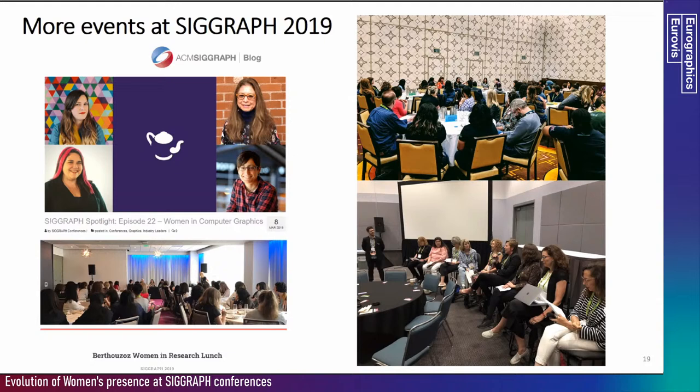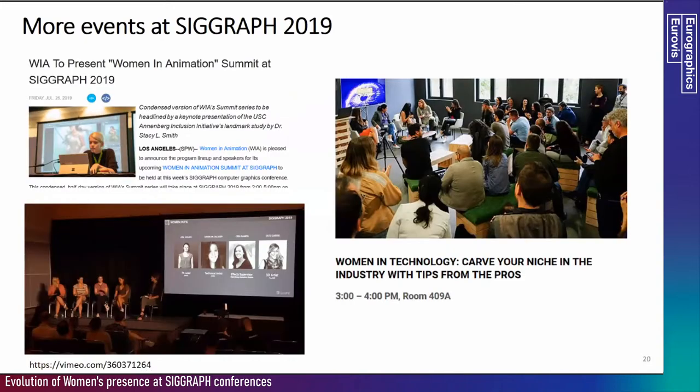For instance, one session organized within the Diversity and Inclusion Committee was called Her Stories. Here, 12 pioneers talked about how they started in their careers, how they made changes happen, and how they were still doing it nowadays. As you can see, other images are from other meetings and get-togethers organized by other companies or organizations. So here are other things that happened.